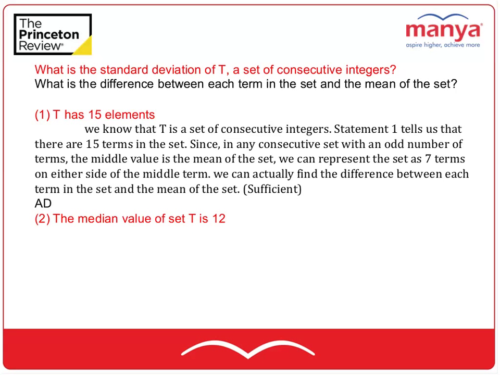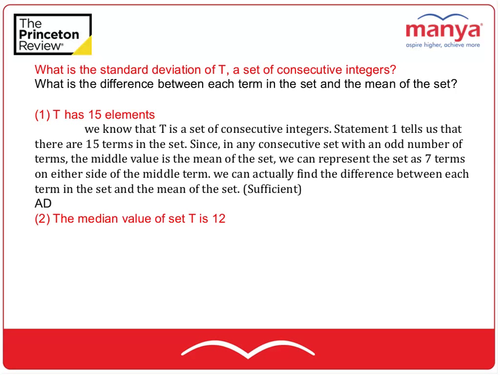We can form the set. Okay. So what numbers can we take for that? Since we know the median is 12, I can have 11, 12 and 13, since I know it is consecutive integers. Right? So when it is 11, 12 and 13, what will be my standard deviation? Or if it is 10, 11, 12, 13, 14, what will be my standard deviation? Which factor will affect my standard deviation? When I know just the elements and when I know the median, which factor will affect my standard deviation?